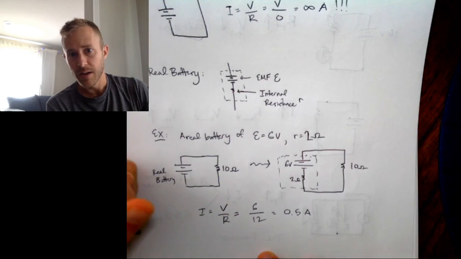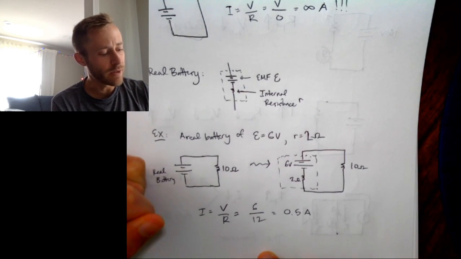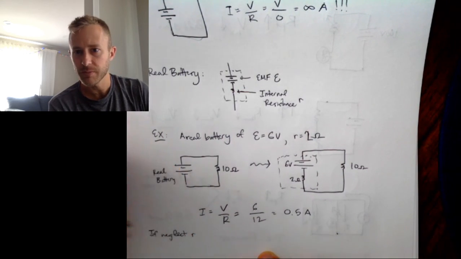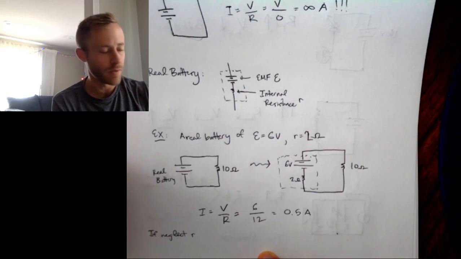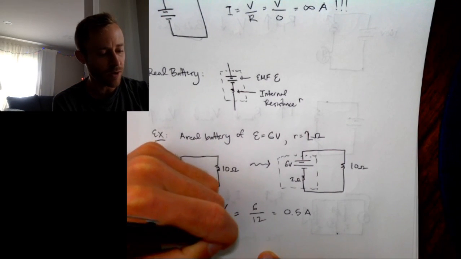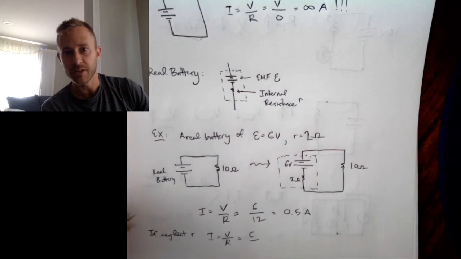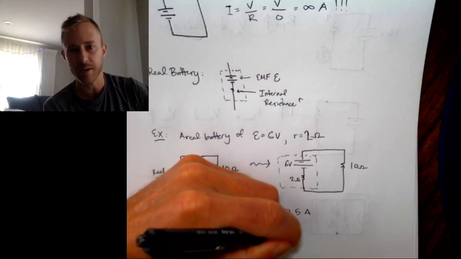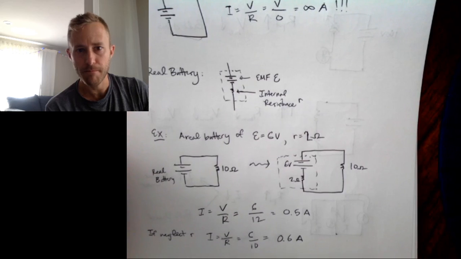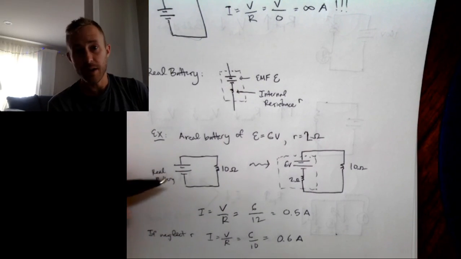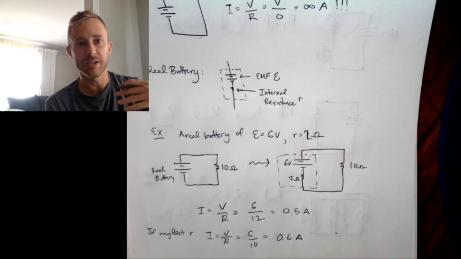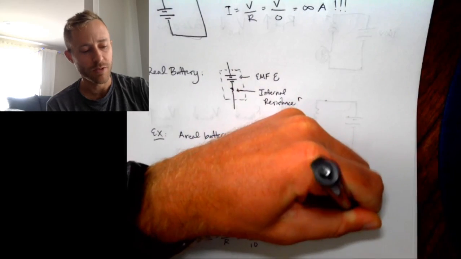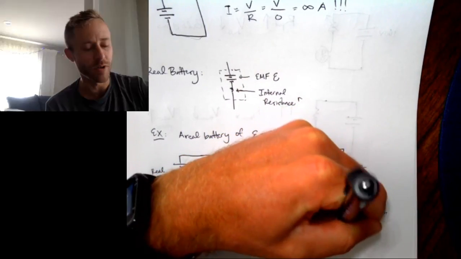Okay? If we were to neglect the internal resistance, then we would get I equals V over R equals 6 over 10, since neglecting the internal resistance we only have 10 ohms of resistance, so 0.6 amps. Okay? So you can see that when we account for the fact that it is a real battery, we always get less current. Less current with a real battery.